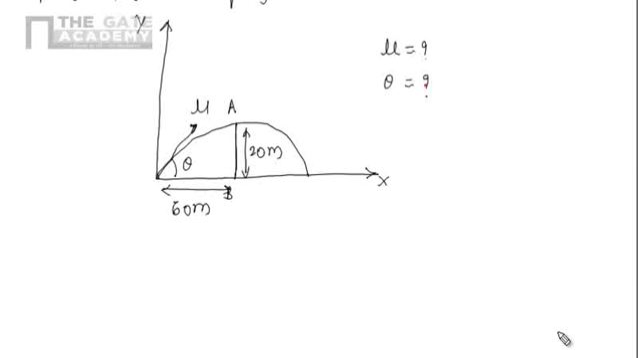So I am again repeating the problem. A shell is required to project such that it will just cross the wall of the fort. The height of the wall AB is given as 20 meter, and the distance between the gun and the wall, that is OB, is given as 60 meter. And here we are interested in what is the velocity of projection and what will be the angle of projection. So we have to find U.